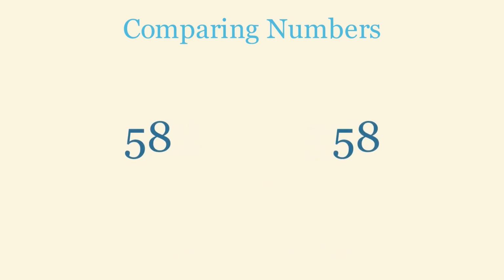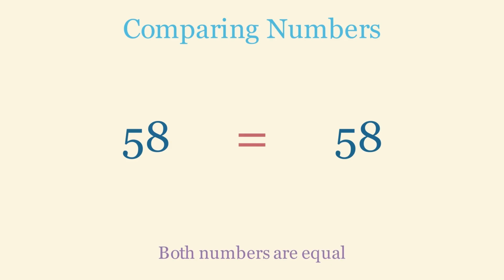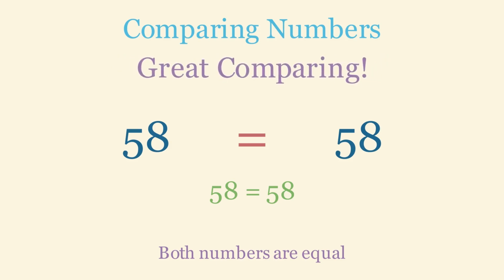Now look at these numbers. 58 and 58. They both have 5 tens and 8 units. The numbers are the same. So, 58 is equal to 58. Equal numbers have the same value. Excellent work, children. Now we have learned greater than, less than, and equal to.